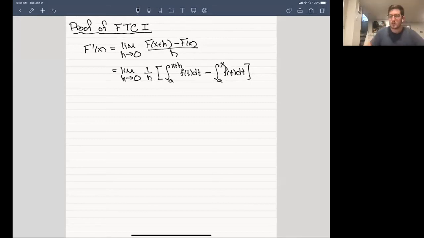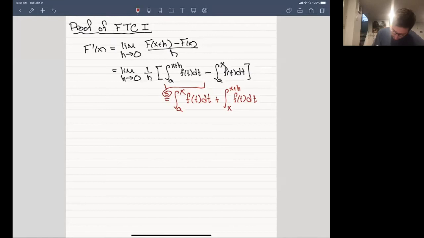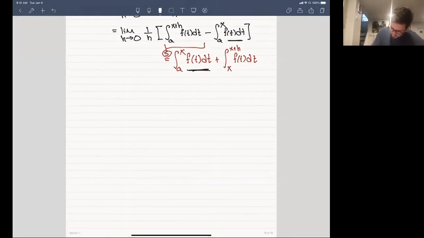And you can use property number 5 from the previous lecture to break up this integral right here. So let's say this integral is actually equal to the integral from a to x of f of t dt plus the integral from x to x plus h of f of t dt, right? This is property number 5. And so you can see that this term right here is going to cancel with that term right there. And so what are we left with?